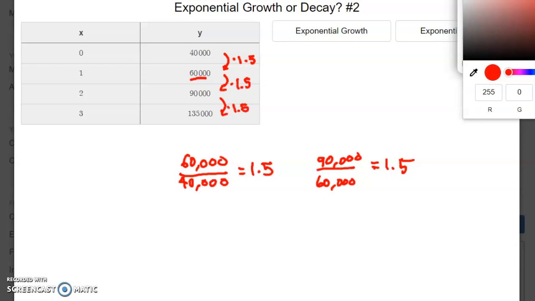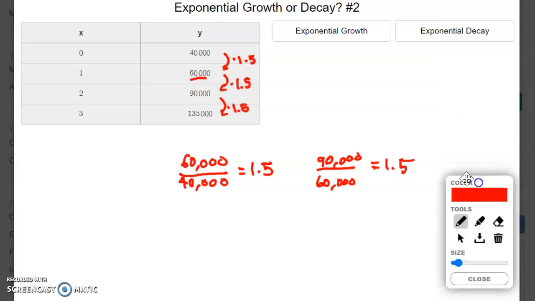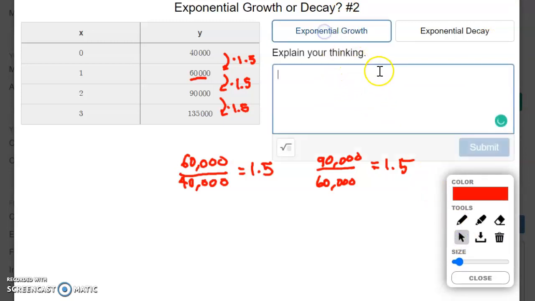So the number that you're multiplying is the same, and the numbers are increasing, as well as because you're multiplying by a number that is greater than 1, it is going to be exponential growth. And you can explain that.